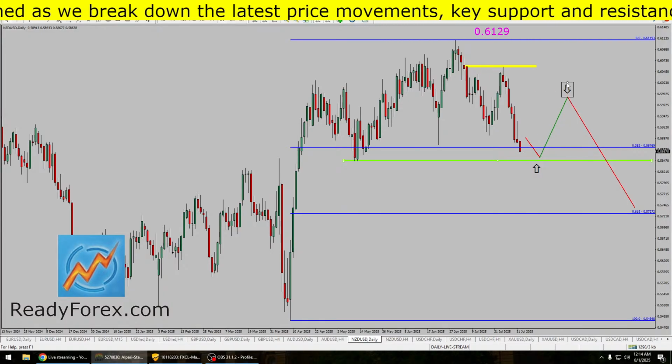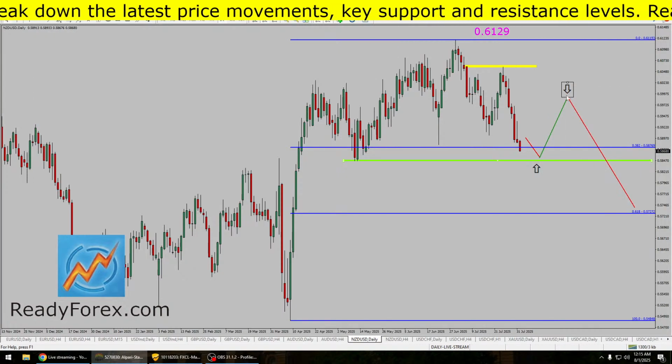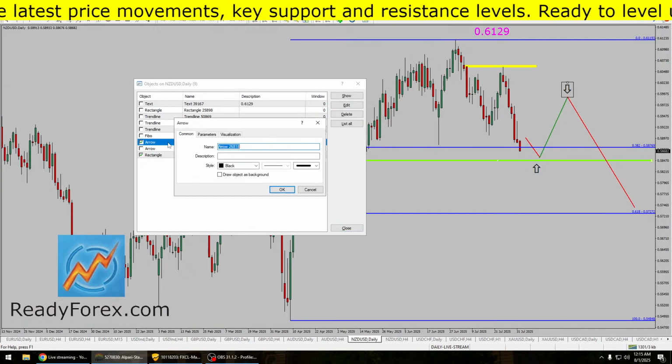Let me change the color to red over here. Let's change the color to red. Where's the arrow?